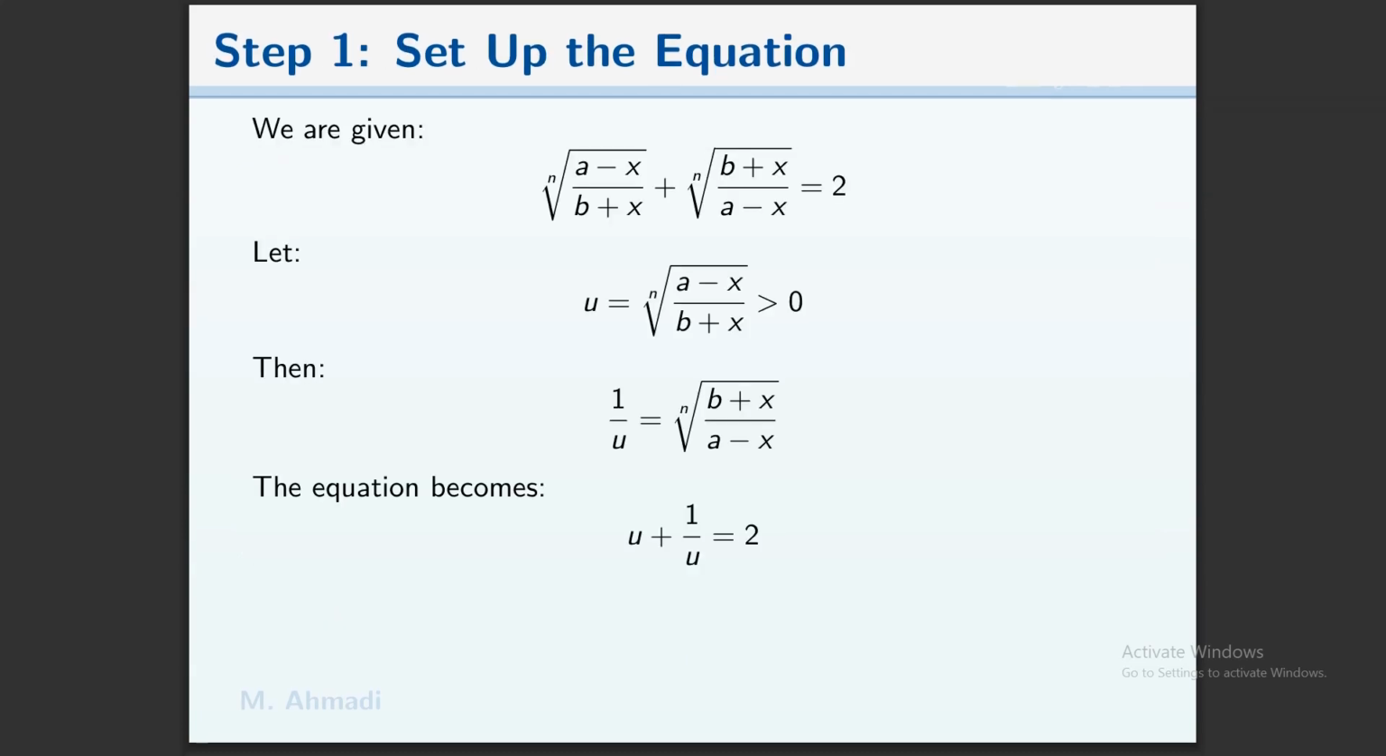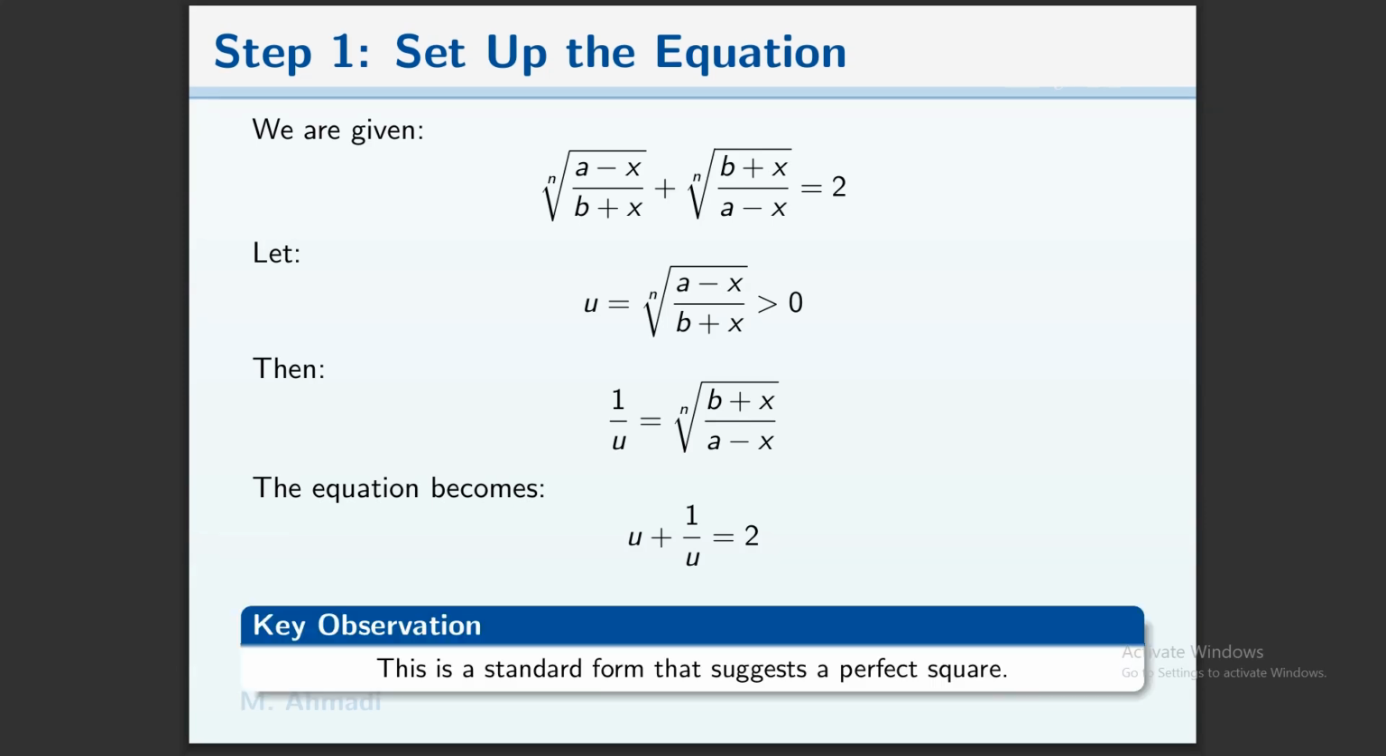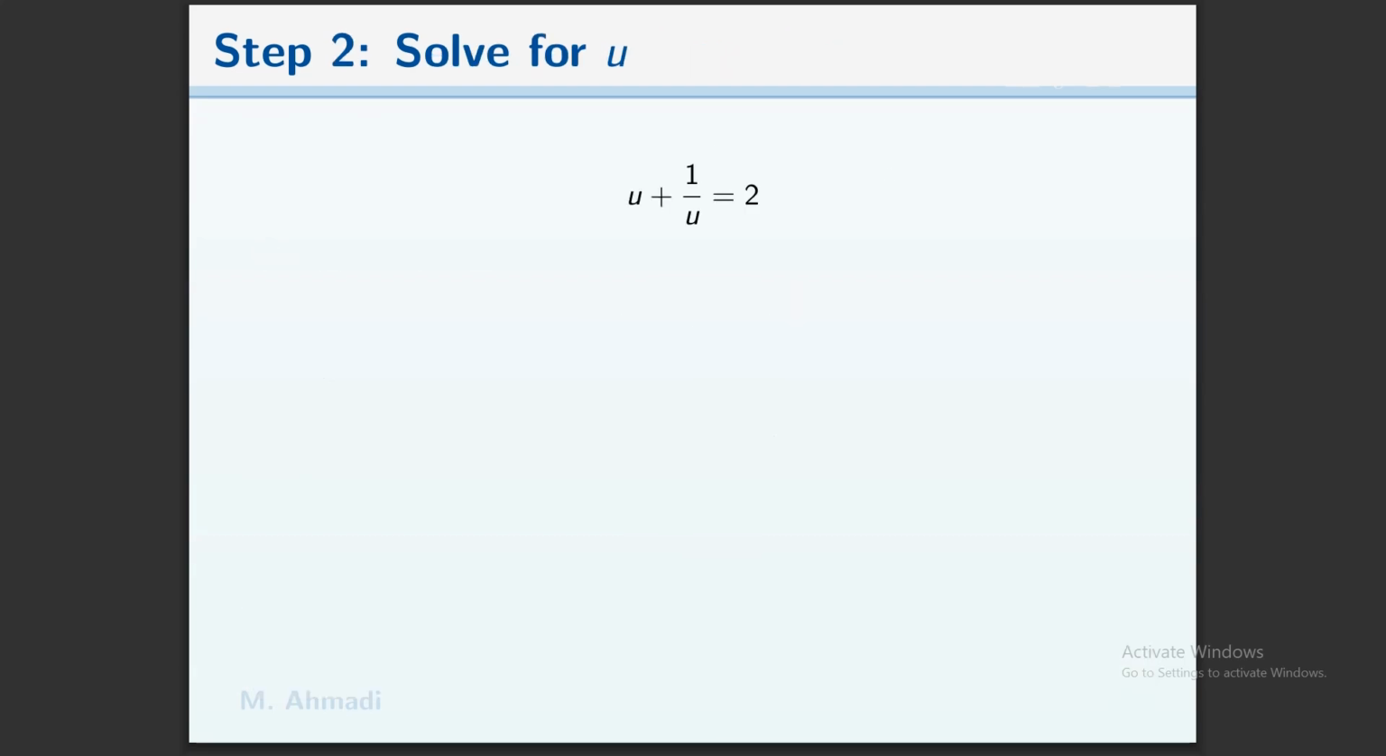We have this equation. Let's assume u is the nth root of (a minus x) divided by (b plus x), which is larger than 0. Then 1 divided by u is equal to the nth root of (b plus x) divided by (a minus x). So the equation can be written as u plus 1 divided by u equals 2. This standard format suggests a perfect square.